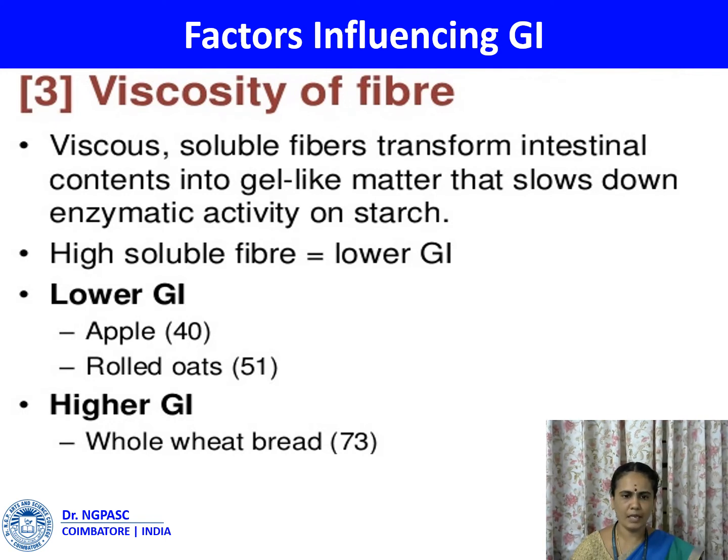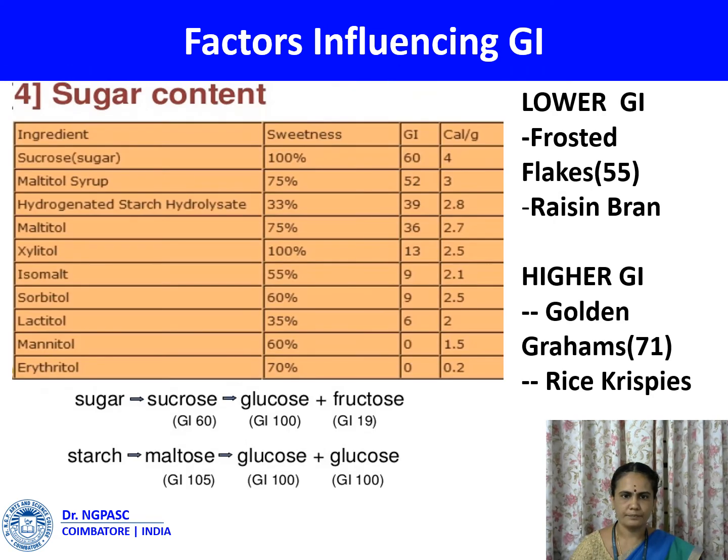The apple and rolled oats are classified under low glycemic index and are rich in fiber, and whole wheat bread is classified under high glycemic index food, which is also rich in fiber.